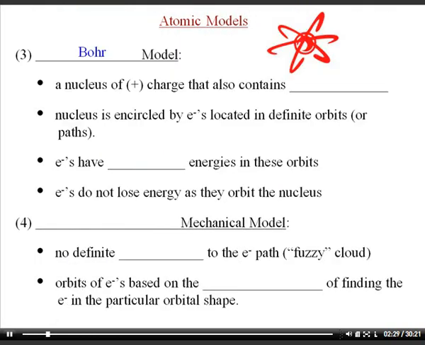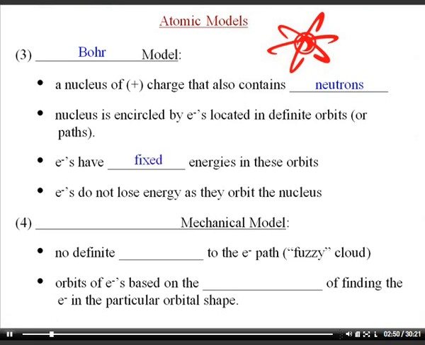The third atomic model is Bohr's model of the atom, and that kind of reminds people of the Jimmy Neutron symbol. That's where I got the picture on the right from. And he had a nucleus of positive charge just like Rutherford did, but now he has neutrons in his nucleus, and the nucleus is encircled by electrons that have a definite orbit. So it's sometimes called the planetary model.